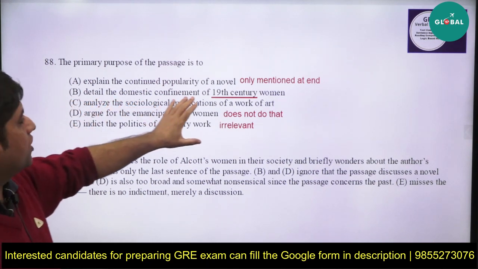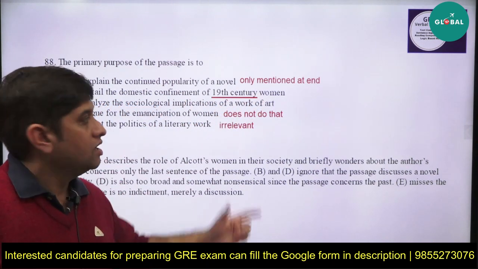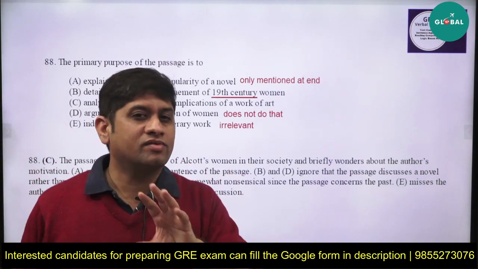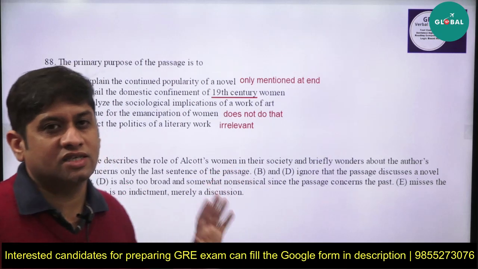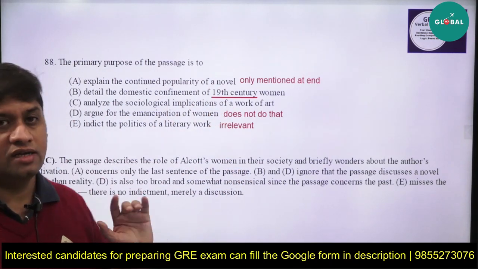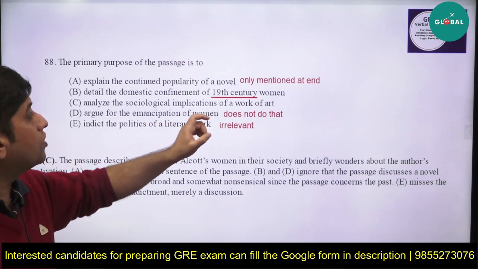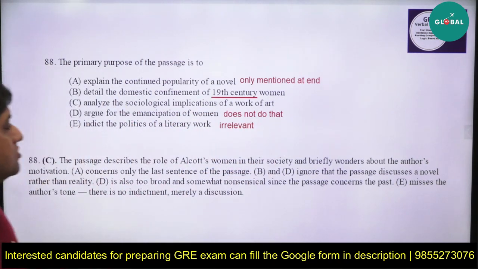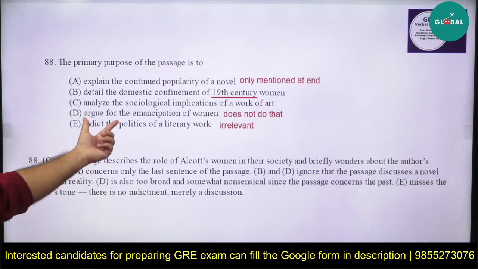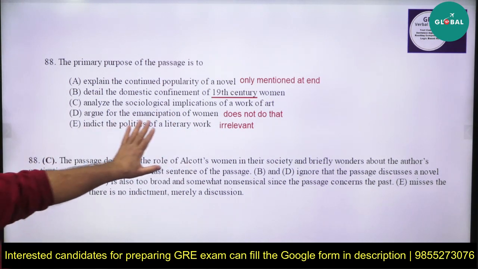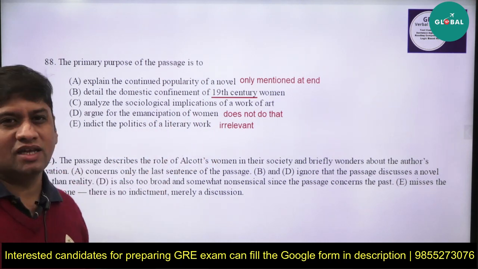Detail the domestic confinement of 19th century women. Now 19th century is nowhere mentioned. So in GRE, whenever some data is given, just ask yourself whether that is correct or not. So that data was not correct. It is again wrong. Analyze the sociological implication of a work of art. Let's see, we are not sure. Argue for emancipation of the woman. Now argue for emancipation of the woman is not basically talked about.